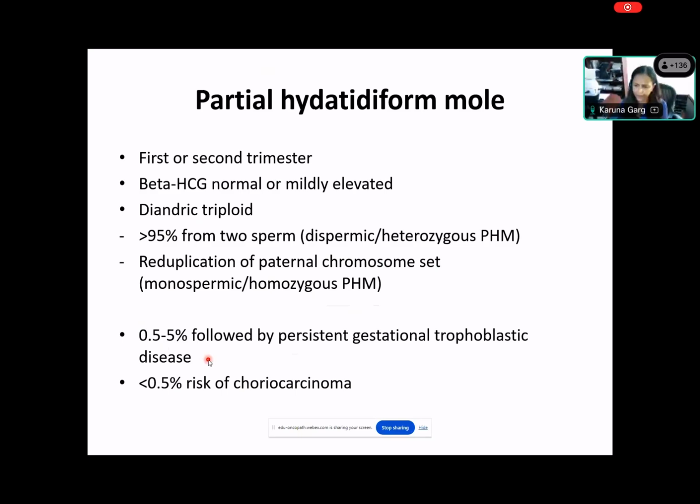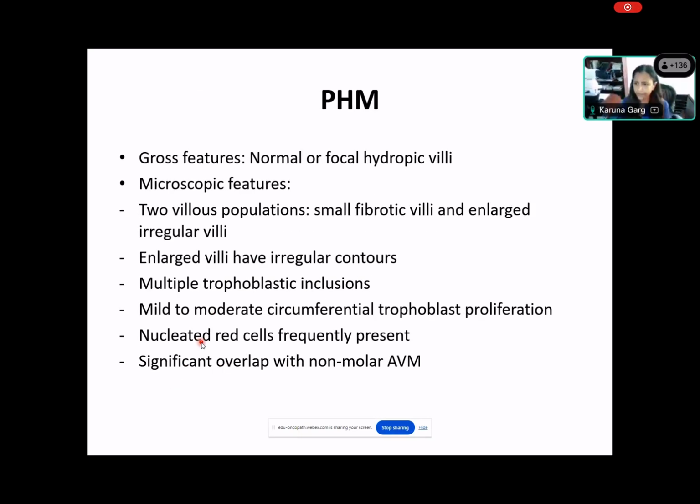bad at all. In fact, I've heard some people say that it doesn't matter if you miss a partial mole. We still try to diagnose it if we see it, but you really don't want to miss a complete mole. So in terms of gross features of a partial mole, it's usually normal. You may see focal hydropic changes, but it's not going to be that dramatic gross appearance that you see with a complete mole.